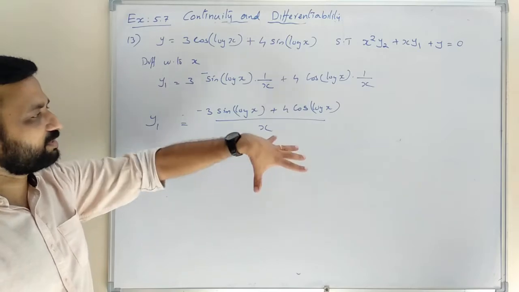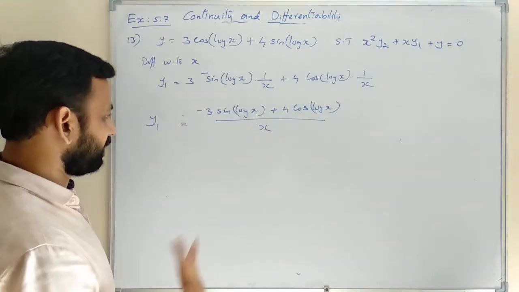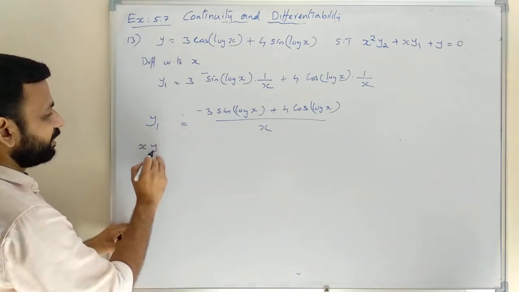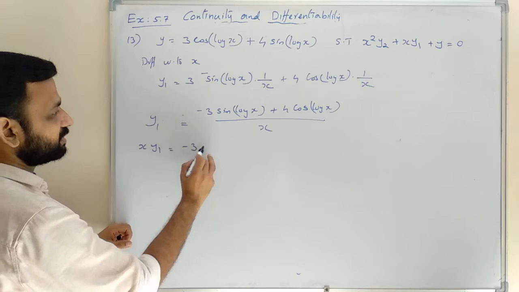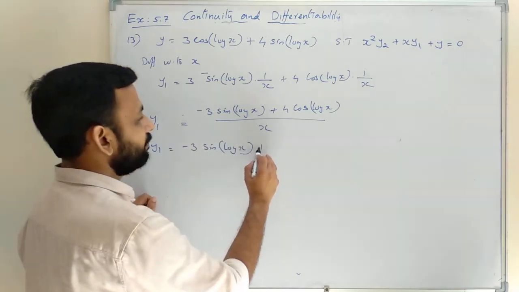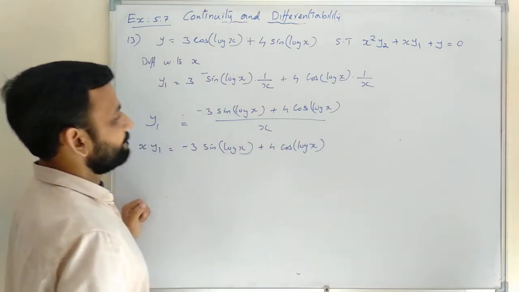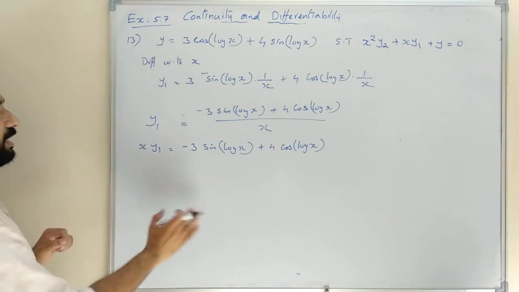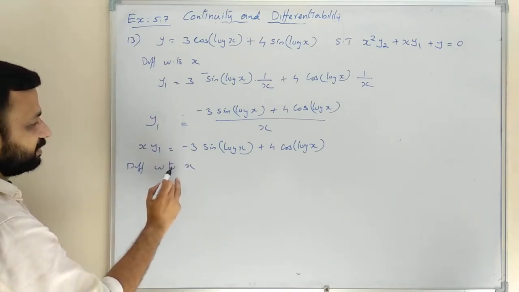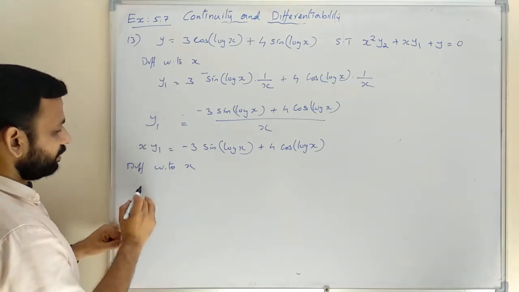But in most of the questions, if we cross multiply here, then I think that may be easy. So when we cross multiply here, we will get x y1 is equal to minus 3 sine log x plus 4 cos log x. Now we will differentiate with respect to x. Then we will apply product rule.